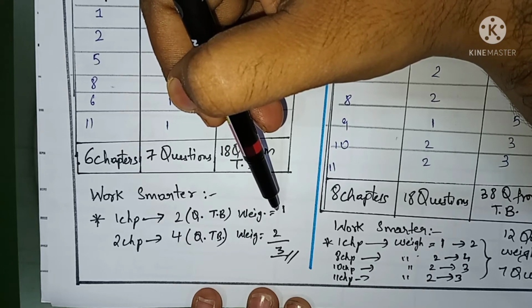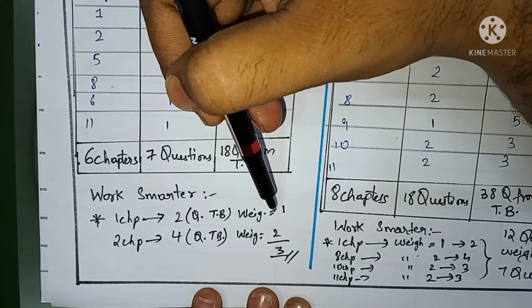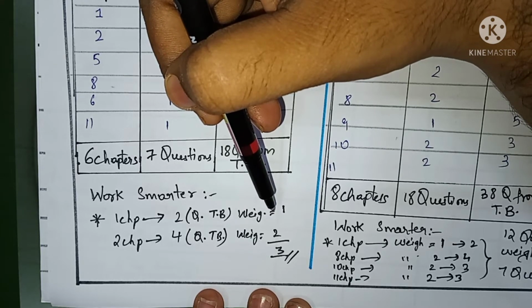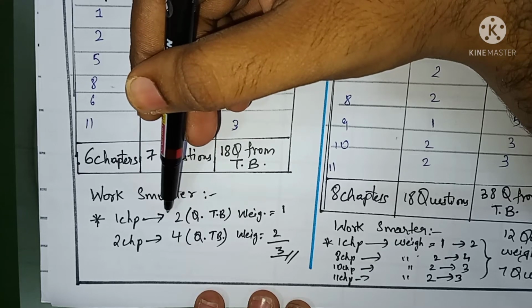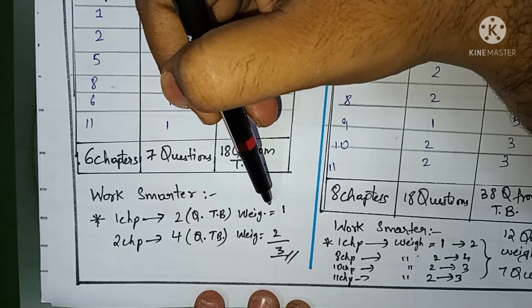So the first section will be for three questions, right? 10 into 3, that is equal to 30. So you have scored 10 marks from learning two questions. You will be writing one question.